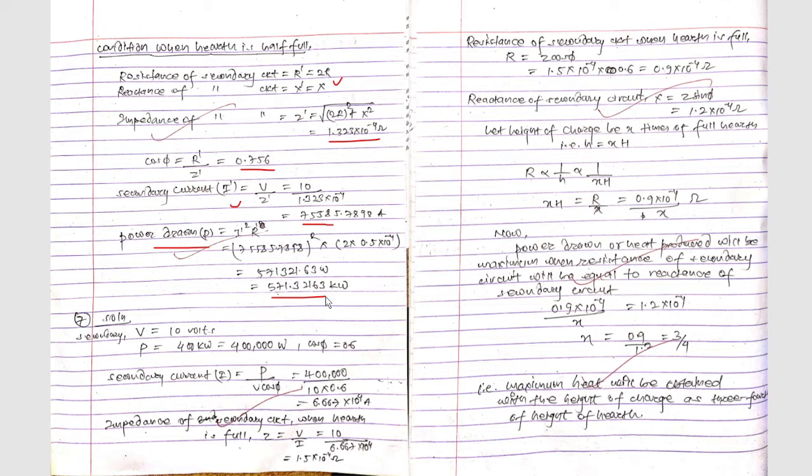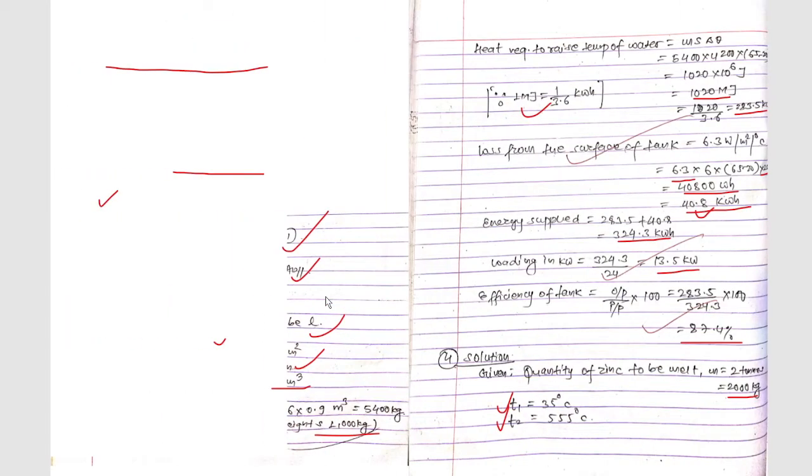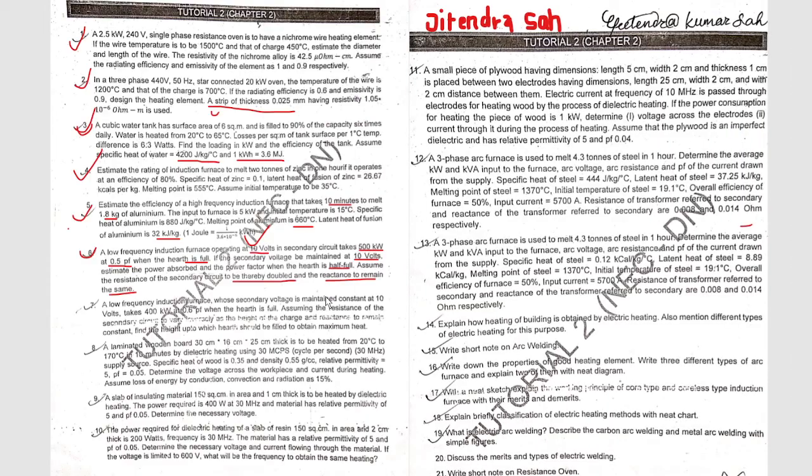And now we have question number 7. Here, a low frequency induction furnace whose secondary voltage is maintained constant at 10 volt and it takes 400 kilowatt at 0.6 power factor when hearth is full here. And assuming the resistance of the secondary circuit to be inversely as the height of the charge and reactance to remain constant, find the height up to which the hearth should be filled to obtain maximum height.